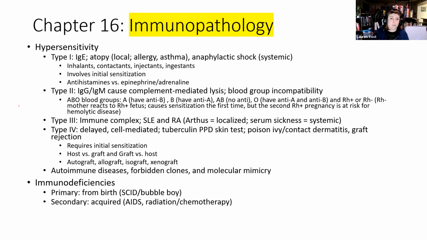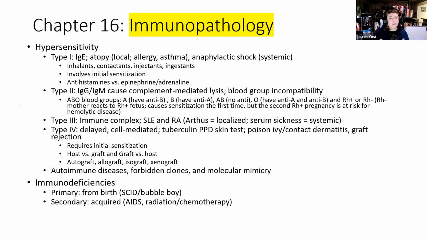Atopic was going to be something that's local. That includes allergies and asthma, typical allergies like allergic rhinitis, hay fever and that. And then anaphylactic shock, that's a reaction in the entire body all at once. Systemic. So we can be triggered by inhalants, things that you breathe in, contactants, things you touch, injectants, things that are literally poked into us, whether that's by a bee or by an actual vaccine, and then ingestants, things that you eat.